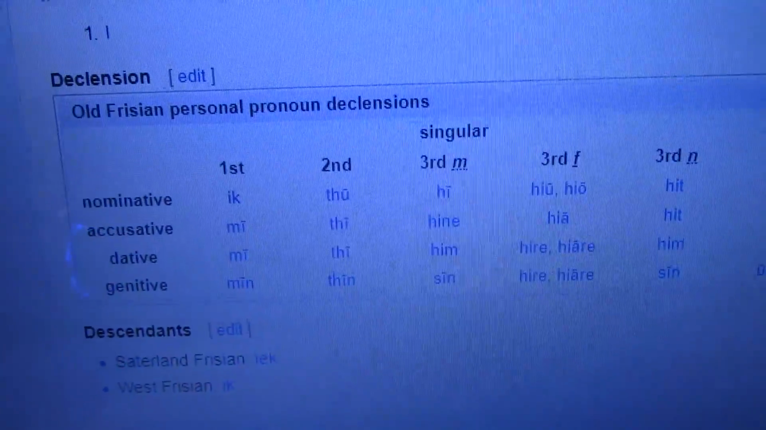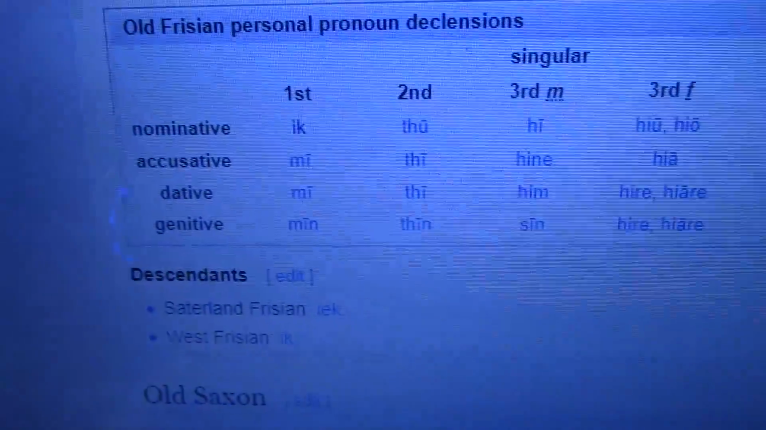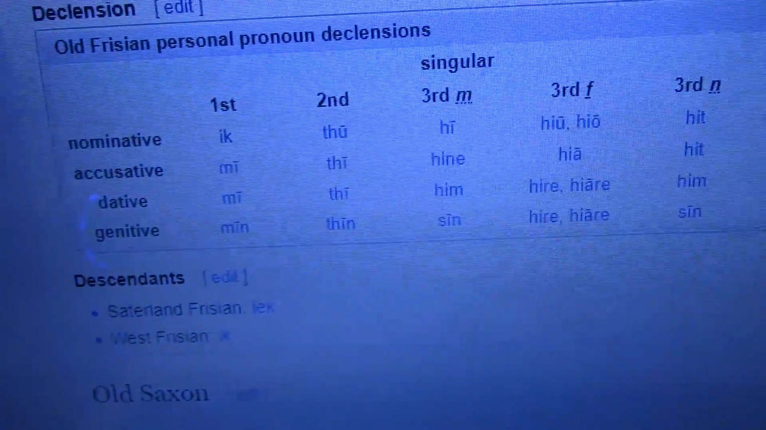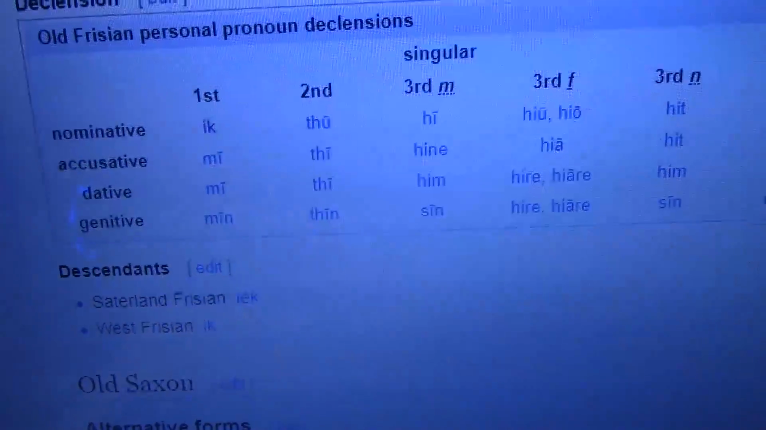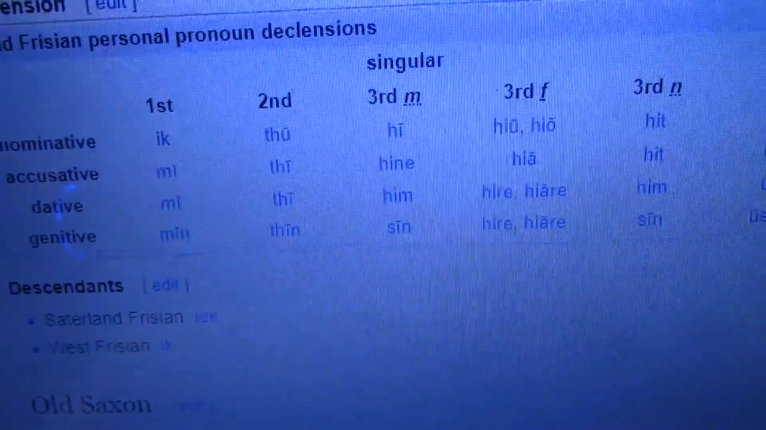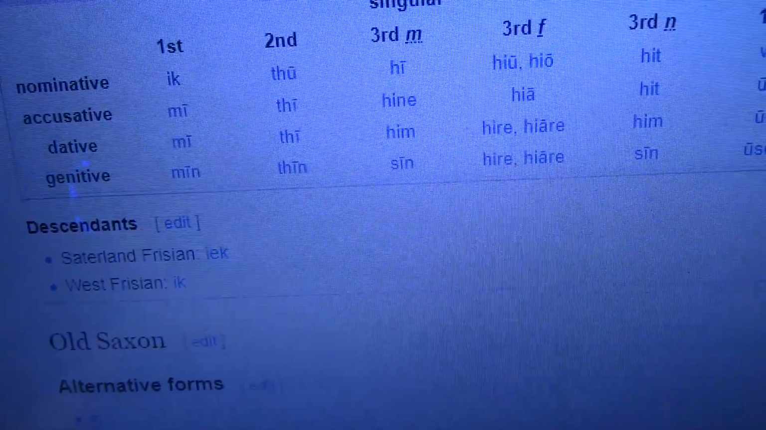Okay, so we're looking at Old Frisian pronouns here. This is from Wiktionary.org, and we have ik, we got me, min, thu. I think it's thu or thu. Yeah, because thu evolved into du, like in du hast, in German. Then we got thee. Then we got theen.